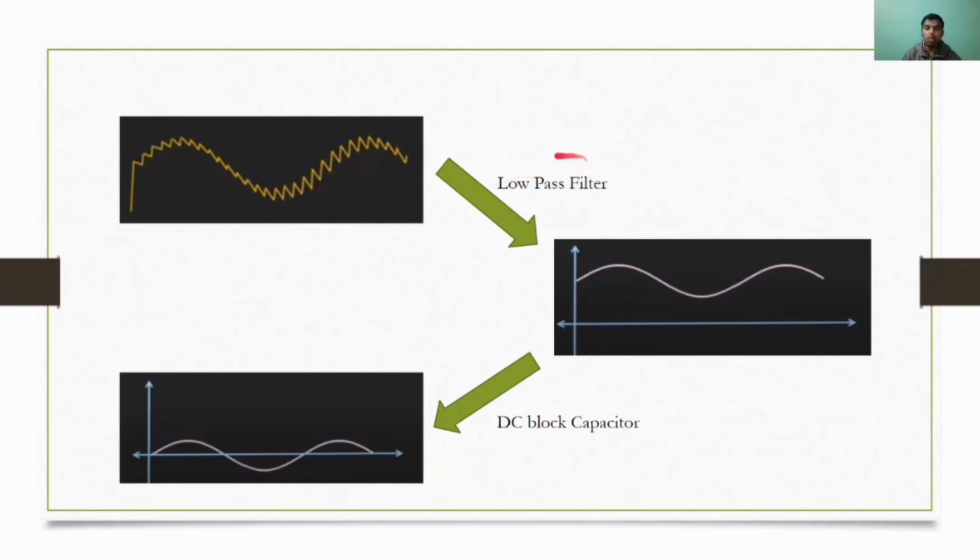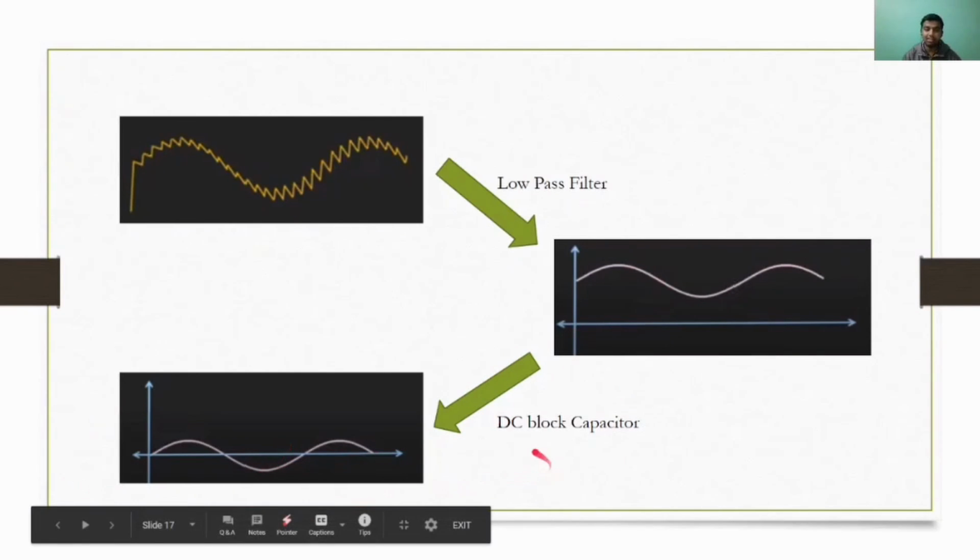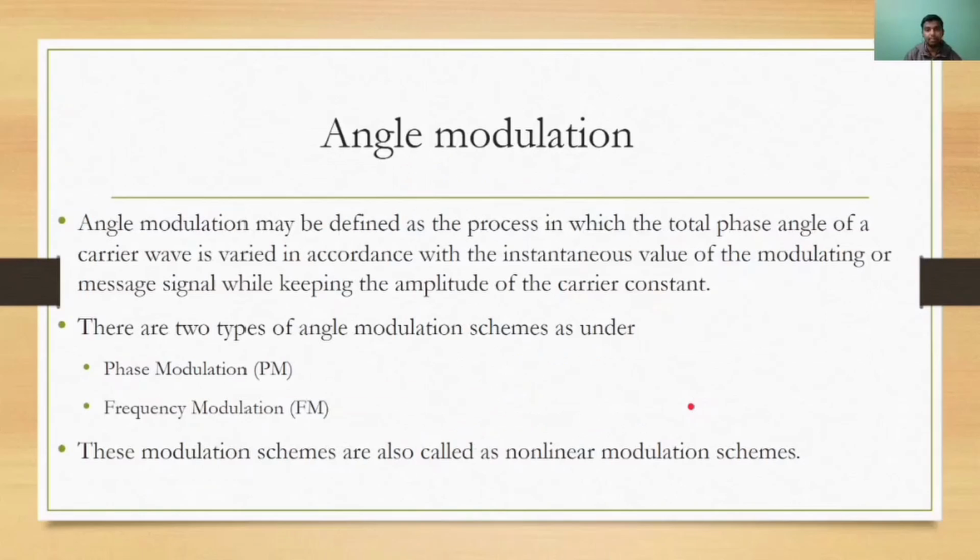Now we will use a low pass filter which will remove the ripples in this wave, and we will have such type of waveform. Now we will use a DC block capacitor to remove the DC part, which will give us the message signal. So here is the working of an envelope detector.